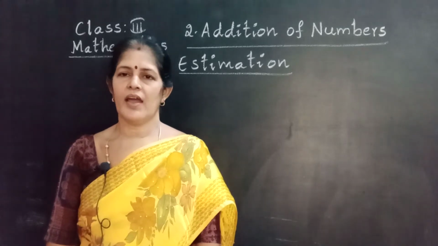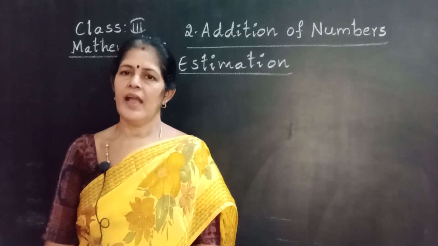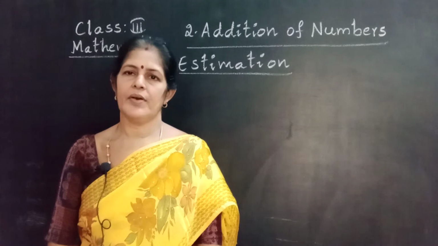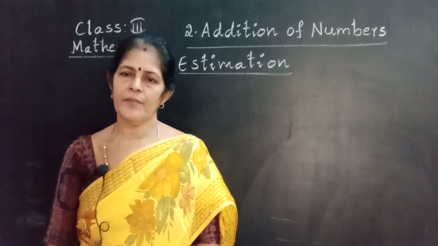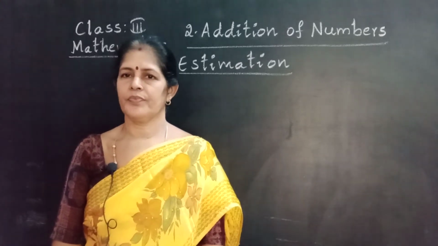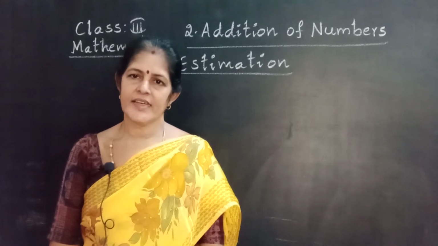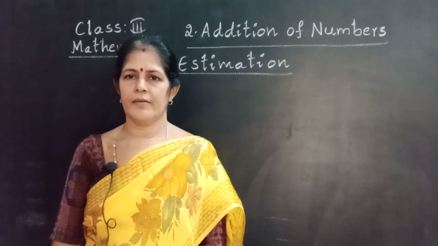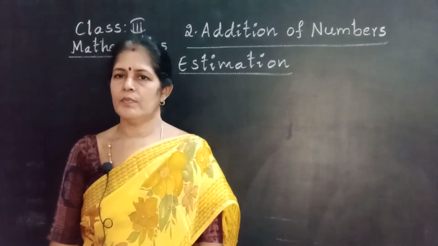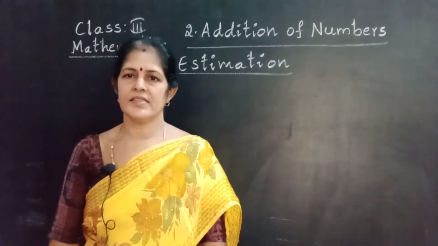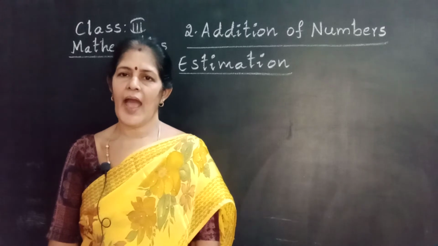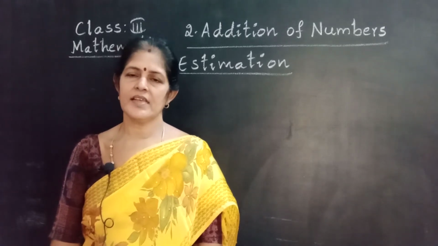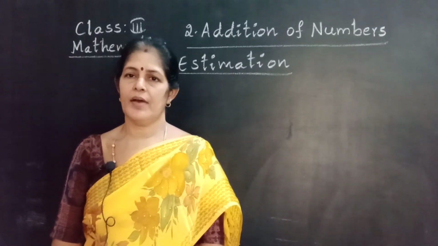And another one, in this chapter you learn adding 3-digit numbers without regrouping, with regrouping, and adding 4-digit numbers without regrouping, with regrouping, and word problems. With regrouping means, after adding ones place digits, we get a 2-digit number.